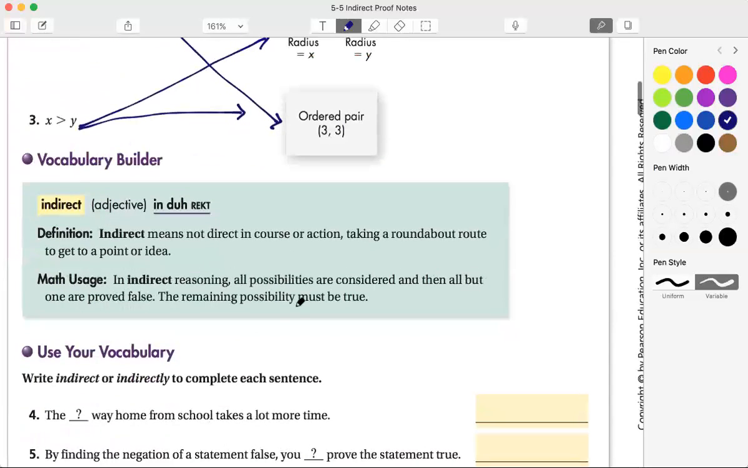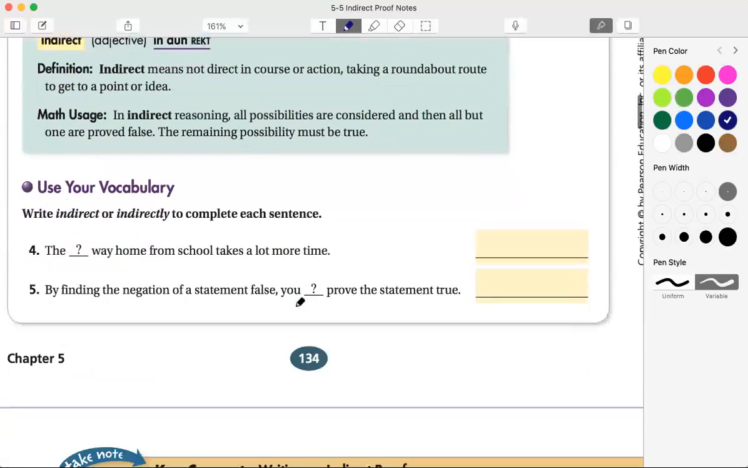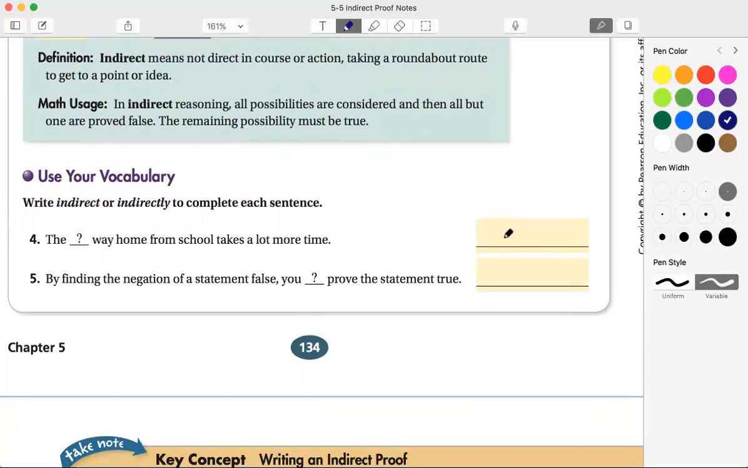All right, we're going to learn about indirect. Indirect means not direct or in course or in action, taking a roundabout route to get to a point or idea. So in indirect reasoning, all possibilities are considered and then all but one are proved false. The remaining possibility must be true. The indirect way takes a lot more time.